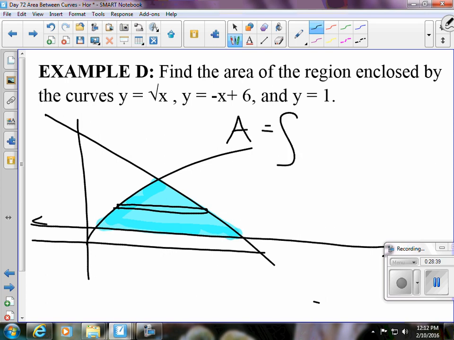Area is always the sum of height times width. We've chosen horizontal. Let's get the height. How do we get the height of a horizontal strip? X right minus x left. So I got to find out what x is on the line. Here's the line. What does x equal if you're on the line? 6 minus y. Okay, so if you're on the line, the x coordinate equals 6 minus y. Good.